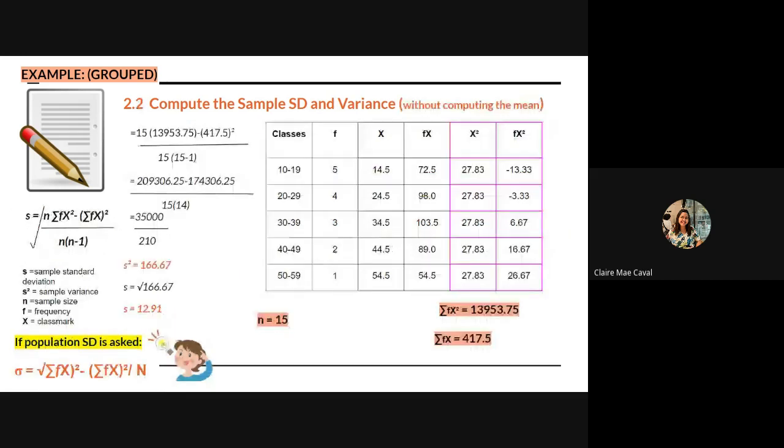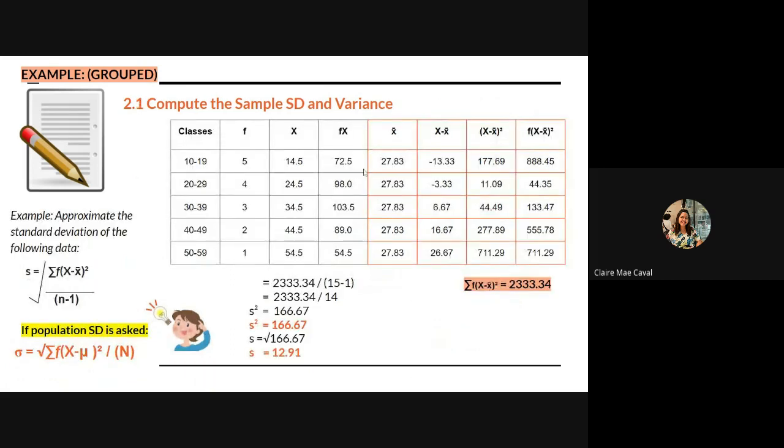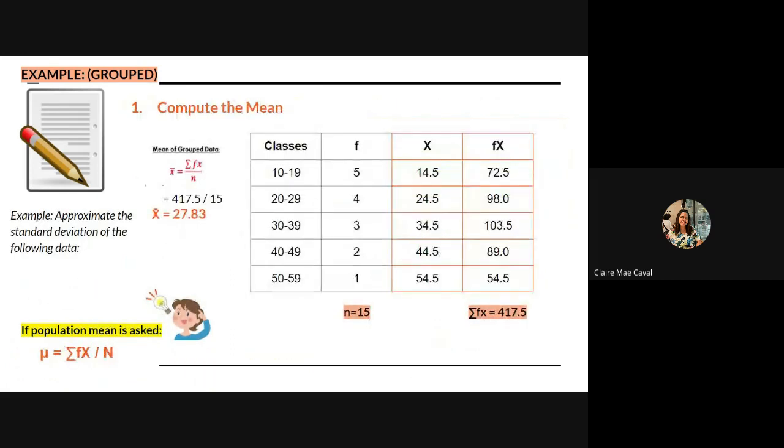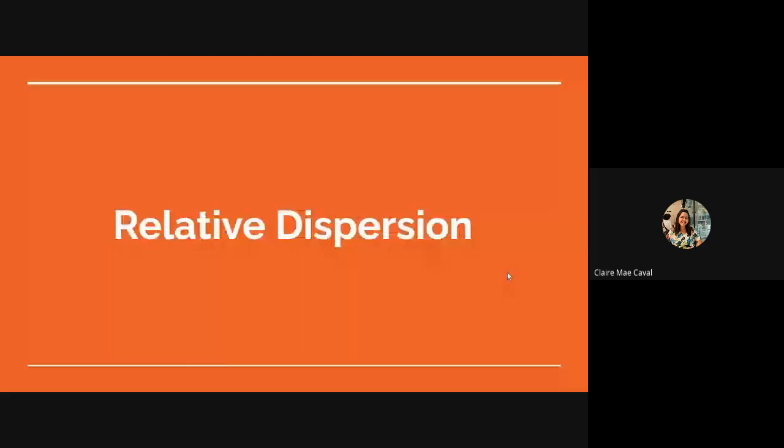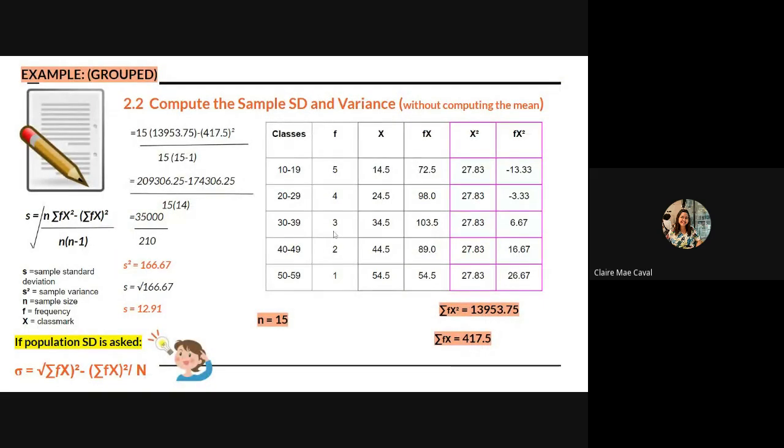Next, for group data, it is also possible to compute standard deviation and variance without computing the mean. Without computing the mean, we can already solve SD and variance. It is the same set of data as in the previous class. You just have the given classes and the frequency.